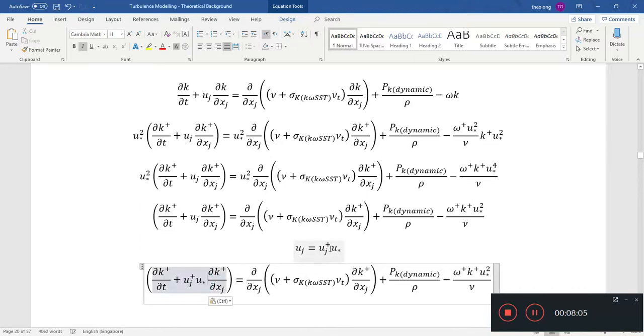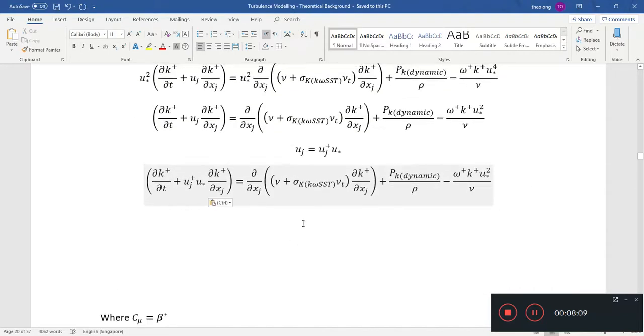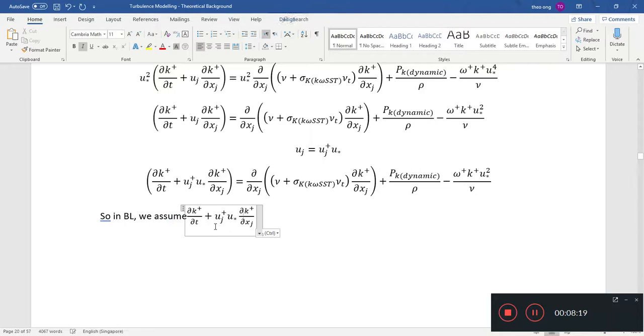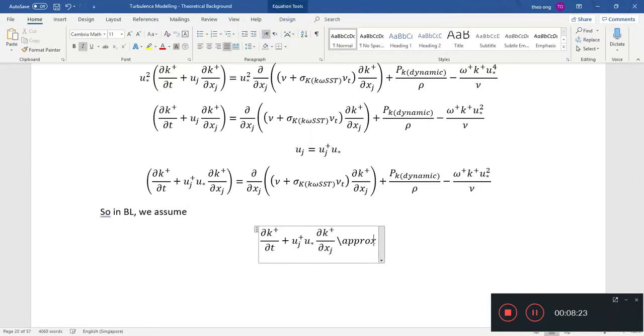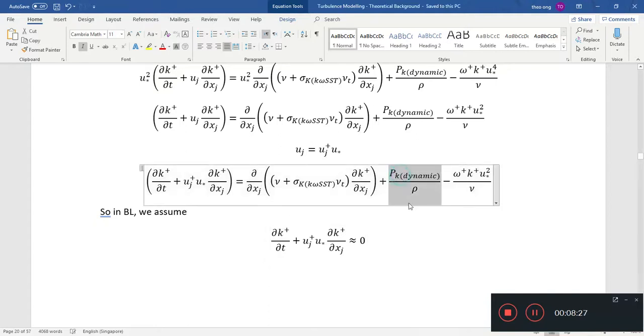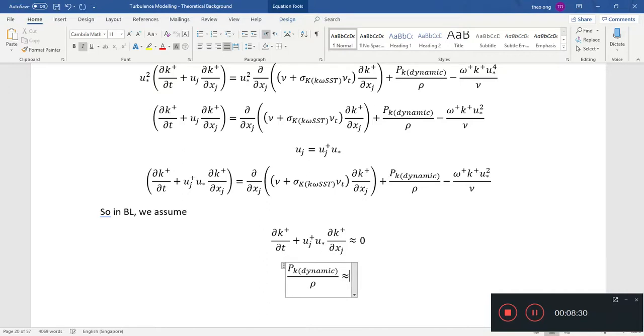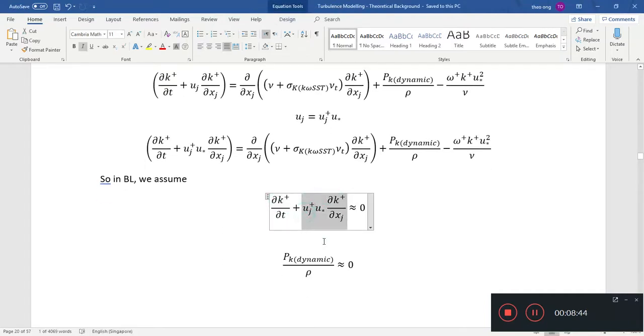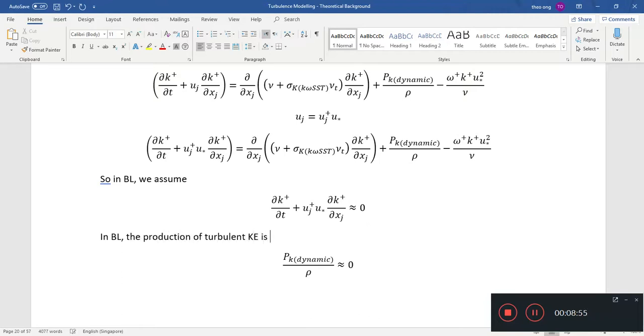But we find that all of this is not going to become very important because the convection terms are going to be small in the boundary layer. So in the boundary layer, we assume a few terms will start disappearing. All of this is 0. The production term is also approximately 0. This is a standard boundary layer assumption. I'm not going to explain why, but in boundary layers we like to cancel lots of terms out. This is steady state and all of this as well. This is approximately 0 in a boundary layer; the production of turbulent KE is negligible.